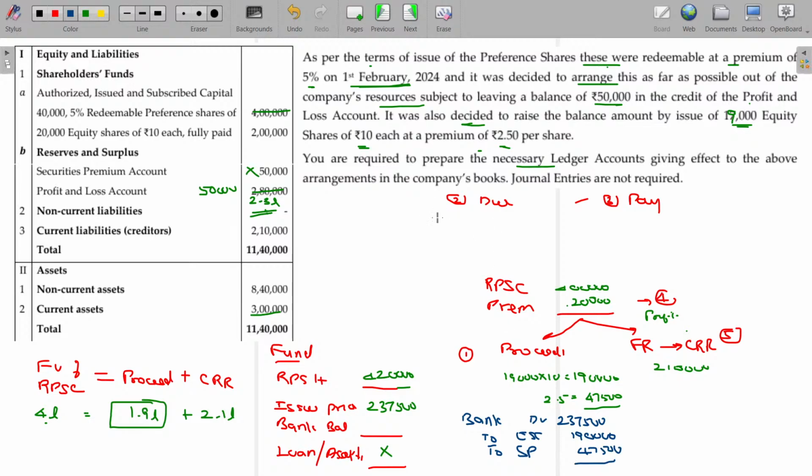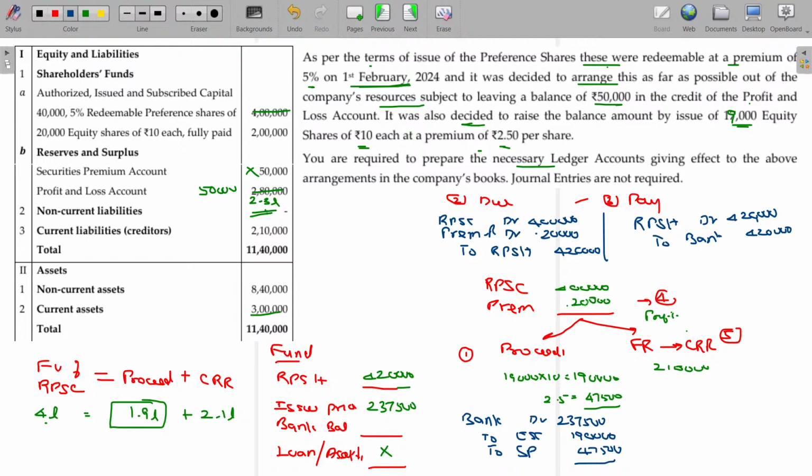And for the dues, the entry is redeemable preference share capital account debit, premium on redemption account debit to redeemable preference shareholders. This value is 4 lakhs and this is 20,000. Overall value is 4,20,000 rupees. And payment to them is redeemable preference shareholders account debit to bank. The value is 4,20,000.